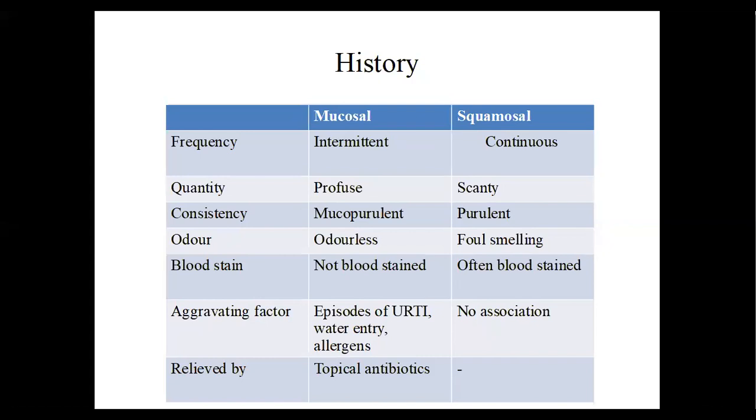So it will not come out or pour out of the external auditory meatus. And purulence, obviously, because it is only from the external ear. It is not including the mucosal or the goblet cells coming from the middle ear. So most of the time it will be purulent discharge. And the important factor is the foul smelling discharge in the squamosal variety.